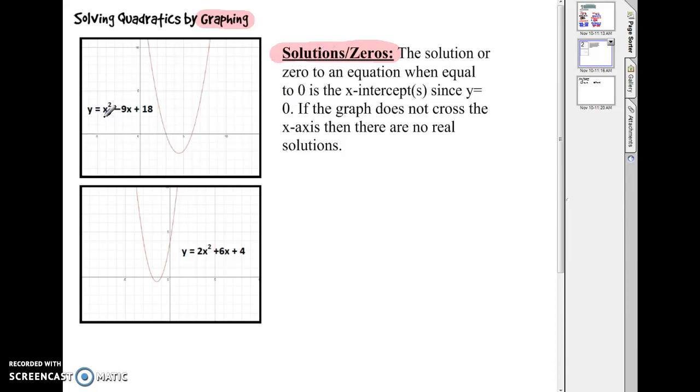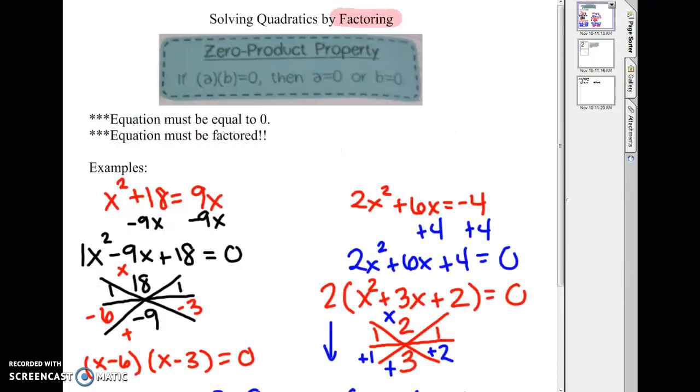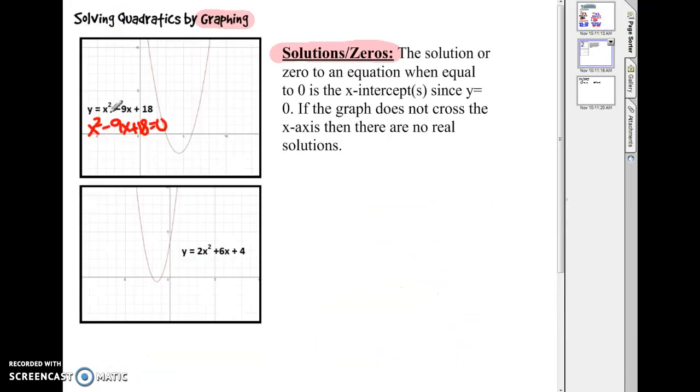Now, if you recognize x squared minus 9x plus 18, it was our problem from the last page. We had it equal to 0 like that. So if I go back, here it is, x squared minus 9x plus 18. Okay, this is the exact same problem. So, I'm going to erase that. The answers should be wherever it crosses the x-axis. So I see it crosses the x-axis 2 times.